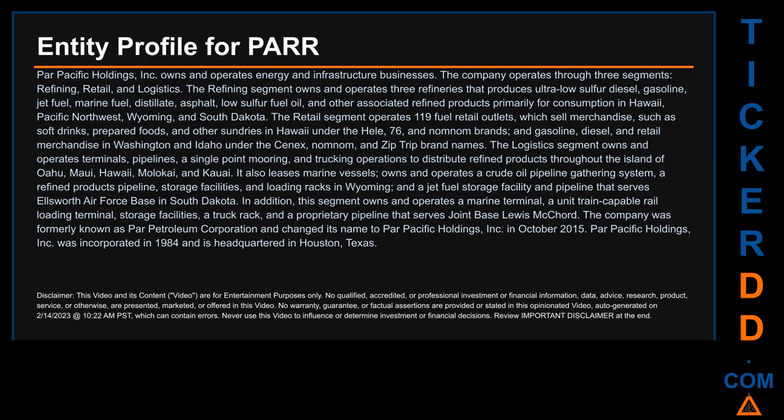It also leases marine vessels, owns and operates a crude oil pipeline gathering system, a refined products pipeline, storage facilities, and loading racks in Wyoming, and a jet fuel storage facility and pipeline that serves Ellsworth Air Force Base in South Dakota. In addition, this segment owns and operates a marine terminal, a unit train-capable rail loading terminal, storage facilities, a truck rack, and a proprietary pipeline that serves Joint Base Lewis McChord.